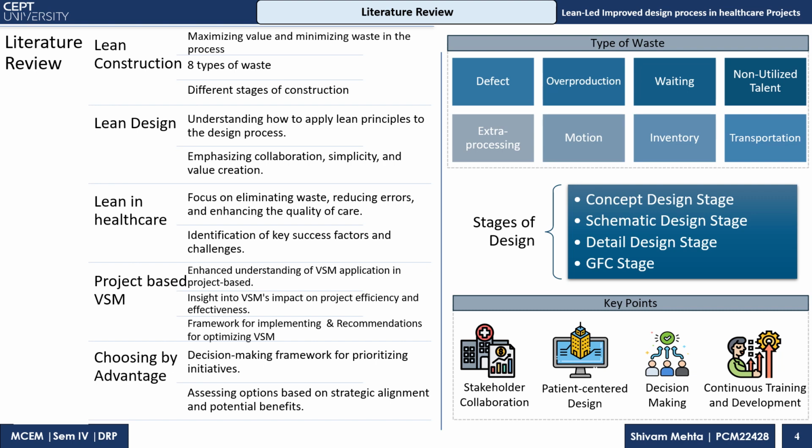So these are the types of waste, the 8 types of it: downtime, defect, overproduction, waiting time, non-utilized talent, extra time, motion, inventory, and transport. Now we'll go through the stages of design. The stages were the concept design phase, schematic, detailed design, and GFC stage.